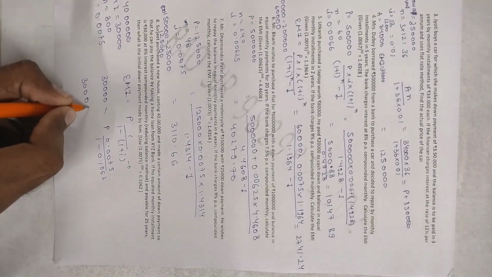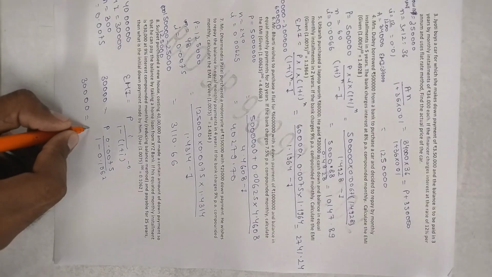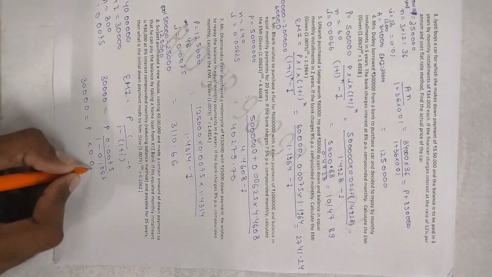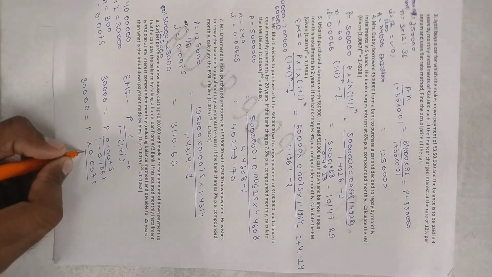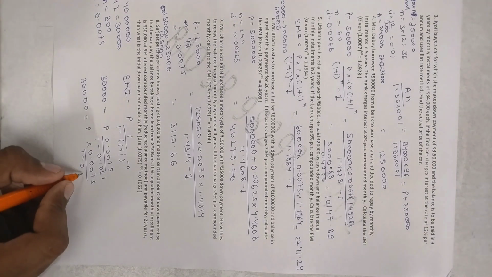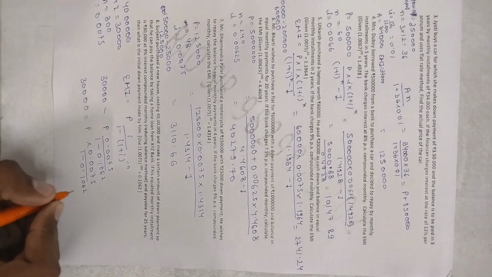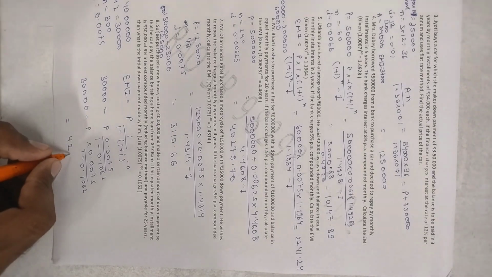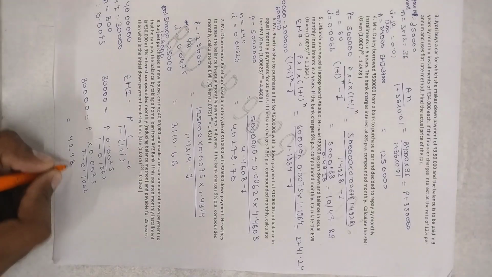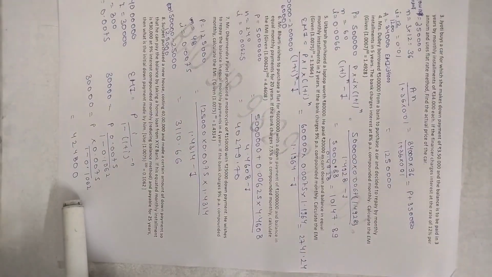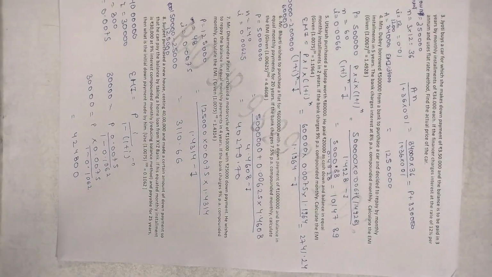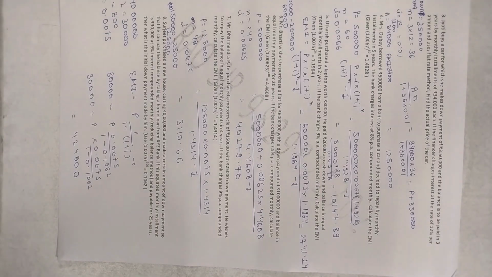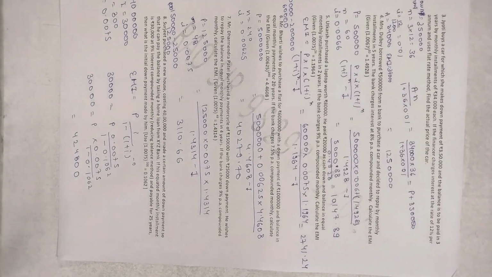So 30,000 is equal to P into 0.0075 upon 1 minus 0.1062. After solving it, we get 4,24,800. So out of that 40 lakh cost, yes, sir, that means he has paid 4,24,800.